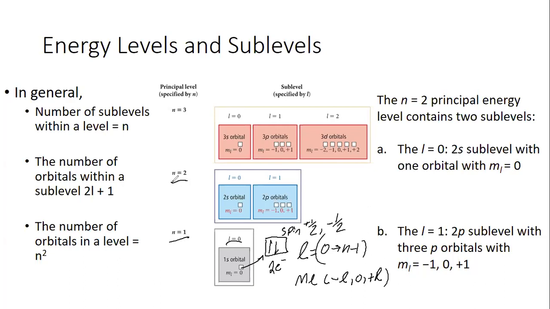So we go to the n equals 2 level. Now we have 2 L values, 0 and 1. In the 2s orbital, we can have 2 electrons. In the 2p orbital, we can have 6 electrons, because there's 3 boxes, and those 3 boxes come from our m sub L values. So when L is 1, m sub L is minus 1, 0, and plus 1. So in total, we can have 8 electrons at the second energy level, 2 in the 2s orbital, 6 in the 2p orbital.